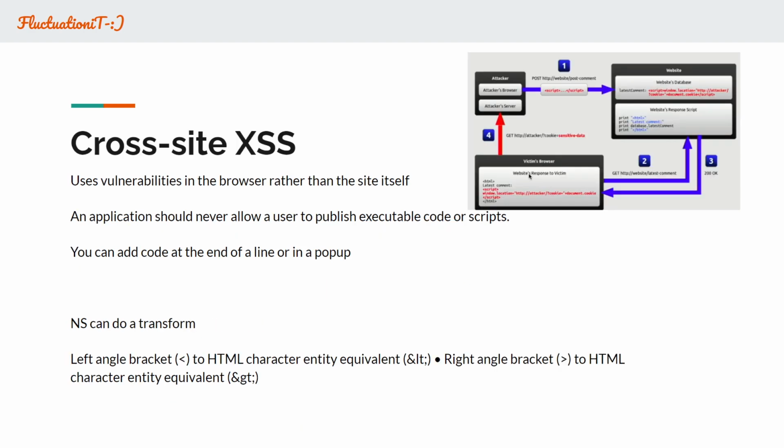So the next one, not the last one, but the other one, is something very dangerous. It's cross-site scripting. It uses a vulnerability in the browser rather than the site itself. An application should never allow a user to publish executable code or script. You can add code at the end of a line or in a pop-up. NetScaler can do a transform: left angle bracket to HTML character entity equivalent, right angle bracket, for example, to HTML character entity equivalent. So this is a big problem.